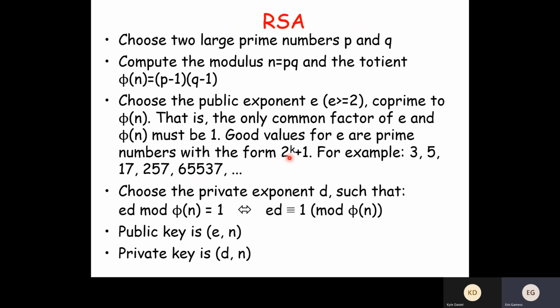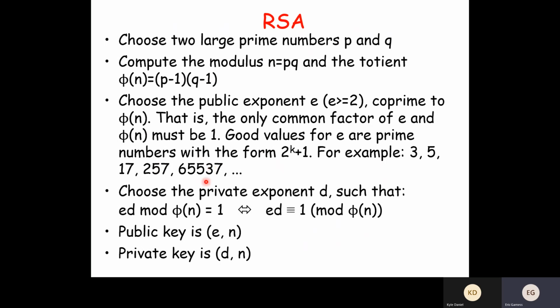Let's do one more case. If we put k as 5, 2 to the 5 is 32. 32 plus 1 is 33. 33 is not a prime number. It's 3 times 11. So we don't put it in the list as a good choice for the public exponent E.